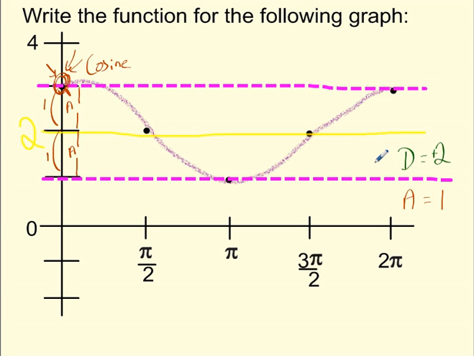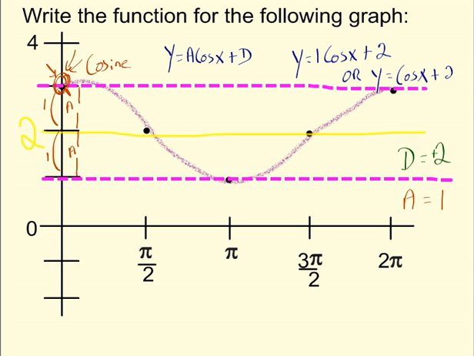Our fourth step is to write as y equals a times sine of x plus d, or as y equals a times cosine of x plus d. We know that this is a cosine function, so we're going to be using y equals a, which we know is 1, times cosine of x, plus our d value, which is positive 2. We can also write this without the 1, as the 1 is not needed.